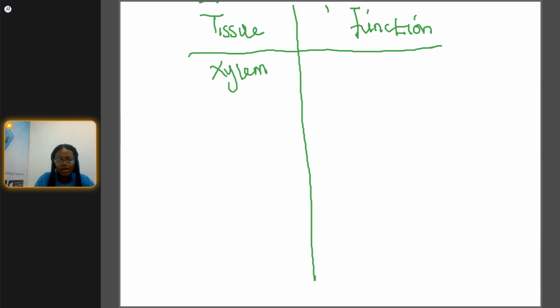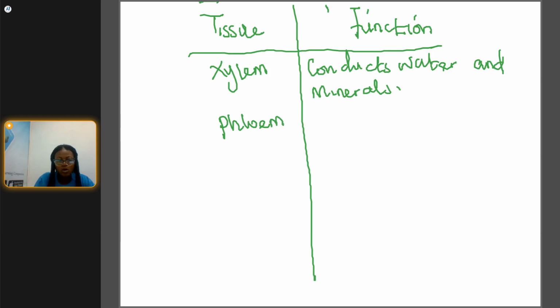What is the function of the xylem? We said it conducts water, right? It conducts water and minerals. Okay, we also have the phloem. What does the phloem do? It conducts sugar and nutrients. I hope we are following.